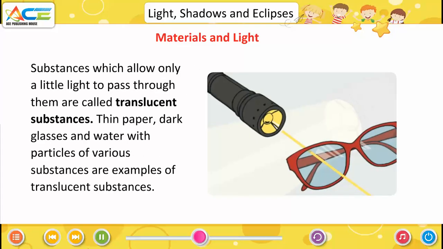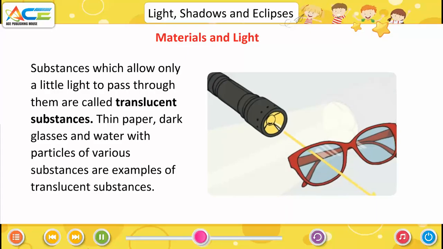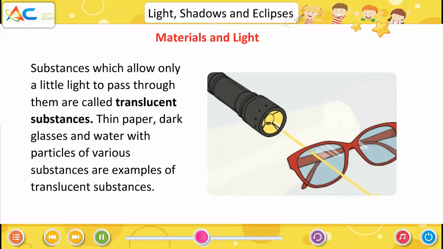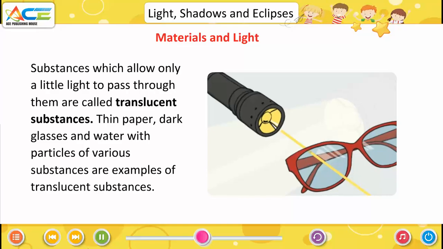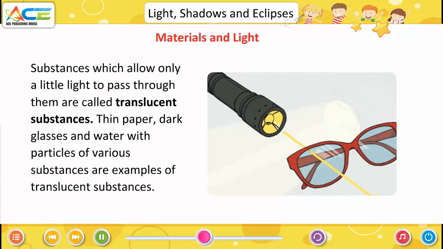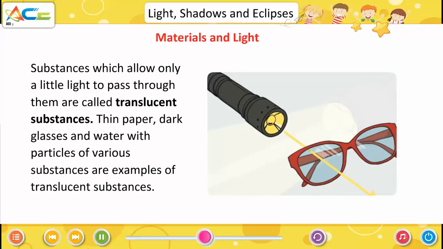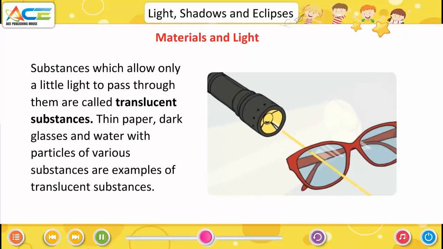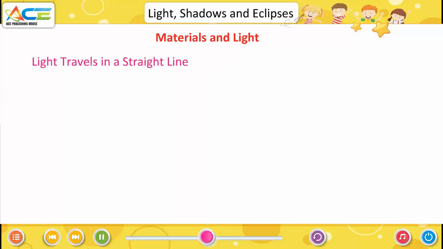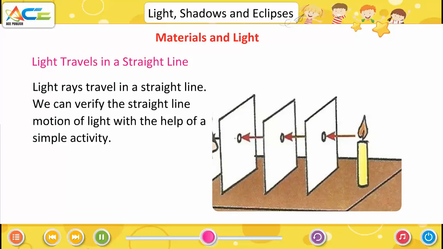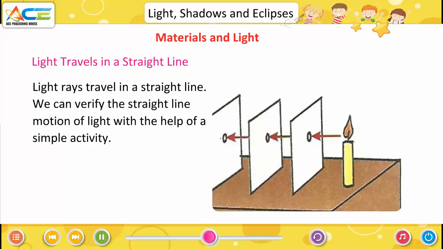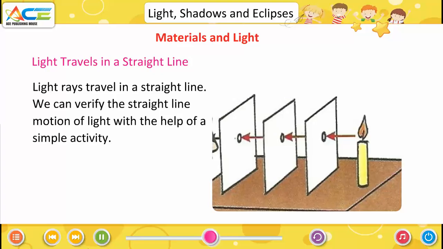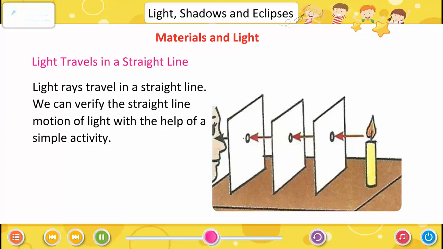Substances which allow only a little light to pass through them are called translucent substances. Thin paper, dark glasses, and water with particles of various substances are examples of translucent substances. Light travels in a straight line. Light rays travel in a straight line. We can verify the straight line motion of light with the help of a simple activity.